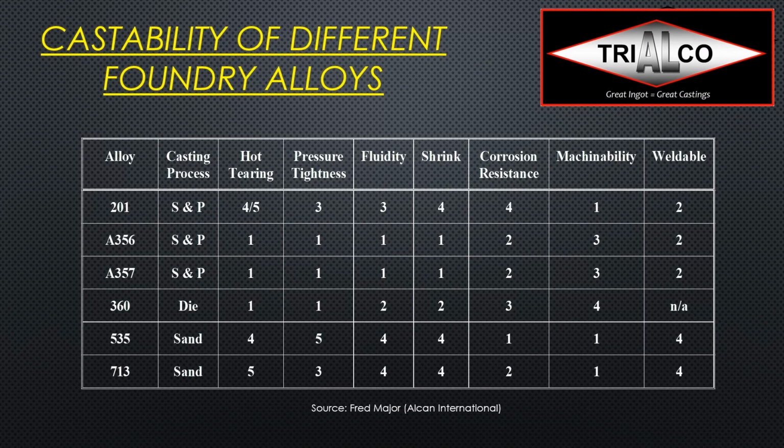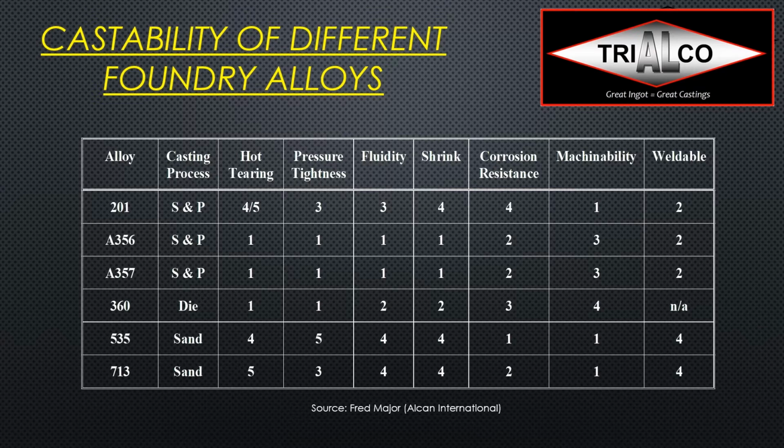So let's have a look at a few different foundry alloys, and we can see here the different families. A 200 series alloy, A356, very castable, 360 die casting alloy, 535, a sand casting alloy usually, and a 713 alloy, so aluminum zinc magnesium alloy. And we can see they are all rated according to hot tearing, pressure tightness, fluidity, shrink, corrosion resistance, machinability, and weldability. So we can actually see in those tables that depending on what is really important for us, we might choose a certain alloy family, certain alloy type, and then we can maybe tune it.